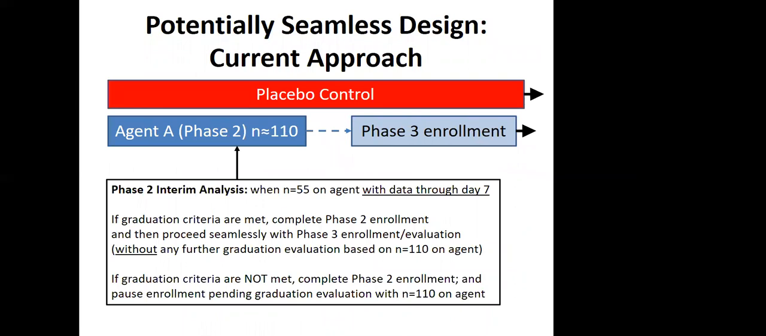So we now have implemented a different approach, which is much more focused on the day 7 virologic and symptom outcomes, and involves an interim analysis earlier during phase 2, focused on those data, with the idea of using that to decide whether to proceed immediately into phase 3 enrollment or not. So this is a slightly different approach for the potentially seamless transition from phase 2 to phase 3.